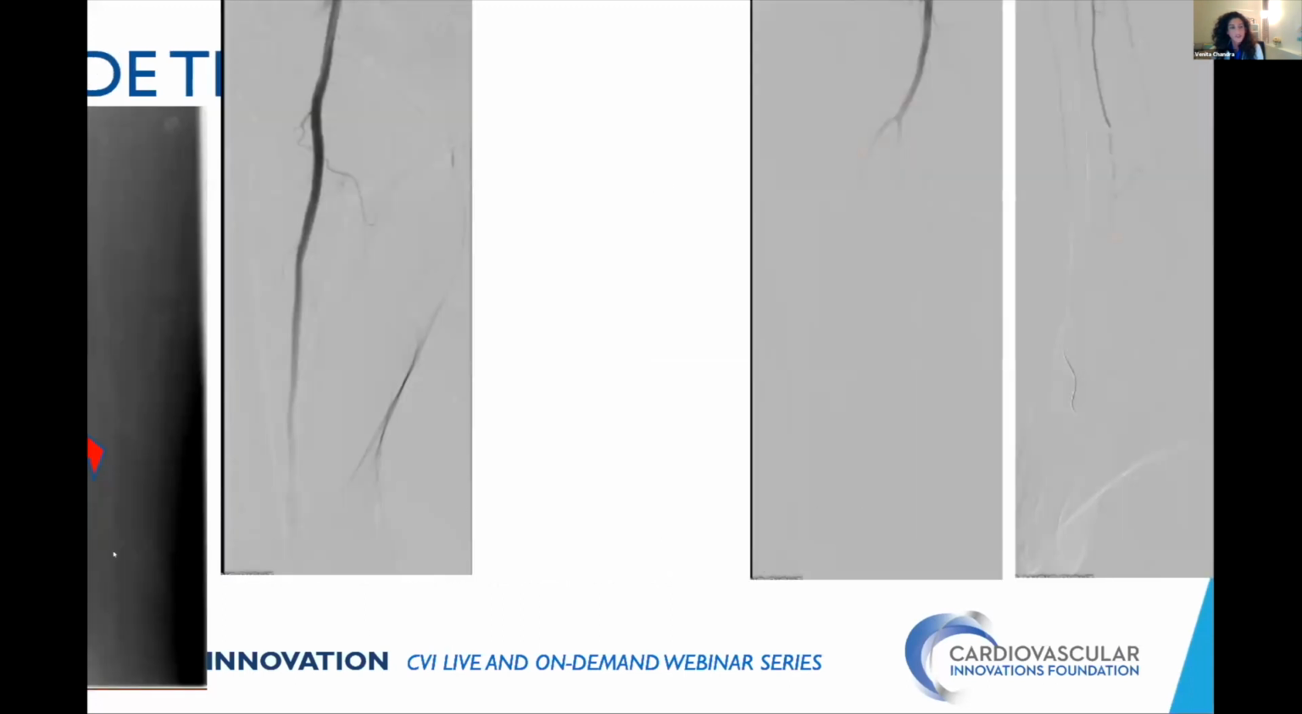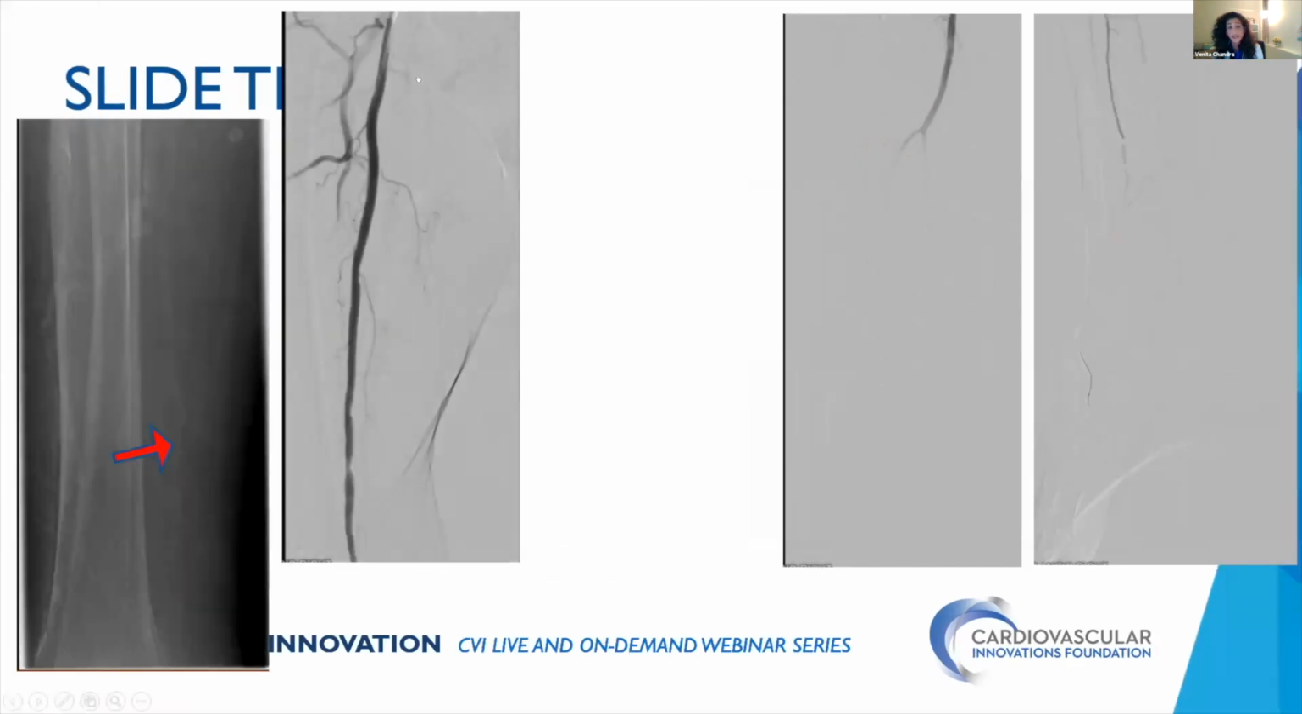This is just an X-ray showing her diffuse calcified vessels. But again, her SFA and profunda were all relatively normal. You could argue there's a bit of disease there, but no significant flow-limiting stenosis here. This is what her distal perfusion looked like. So I was able to get across her anterior tibial.